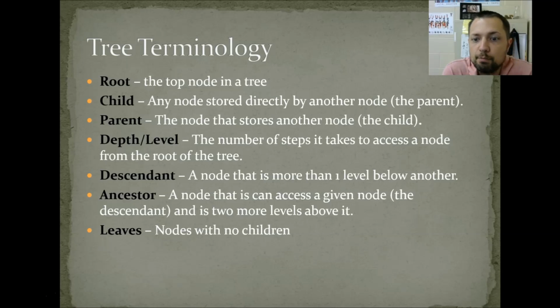Descendant, a node that is more than one level below another. And we're going to see on the next slide a graphical depiction of this. Ancestor, a node that can access a given node, the descendant, and is two or more levels above it. Leaves, nodes that have no children.